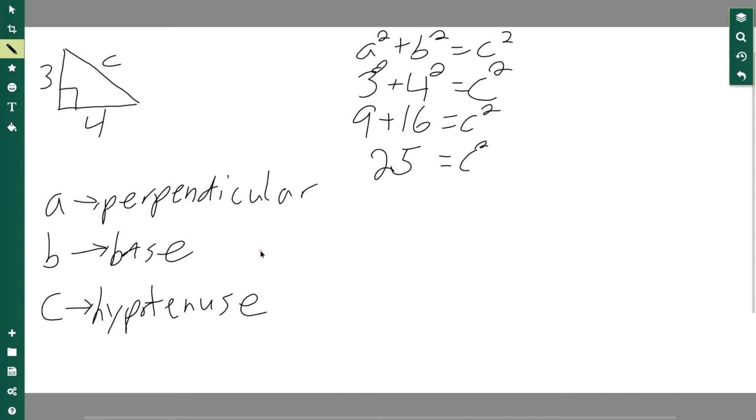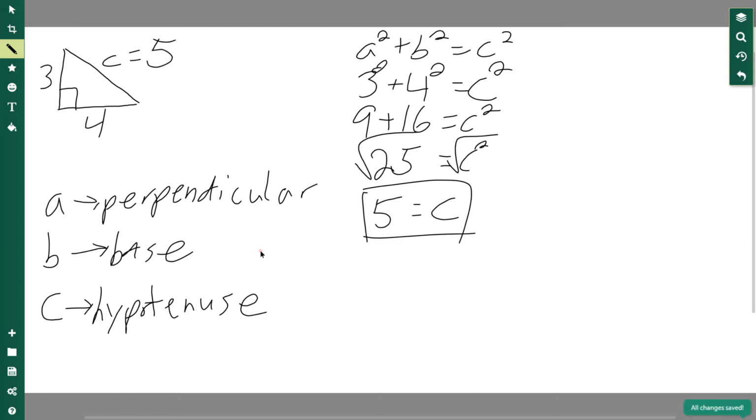So now we have a value for c squared, but remember, we need to find what c is. So the way we do that is to take the square root. The square root of 25 is 5, of course, because 5 times 5 is 25, and the square root of c squared is c, because c times c is c squared. So now we have our answer. The hypotenuse of this triangle has the length of 5.